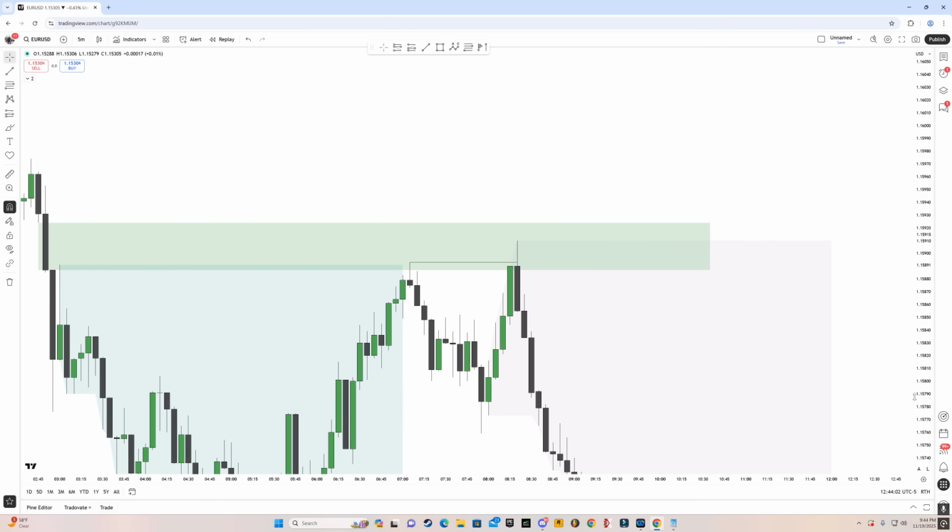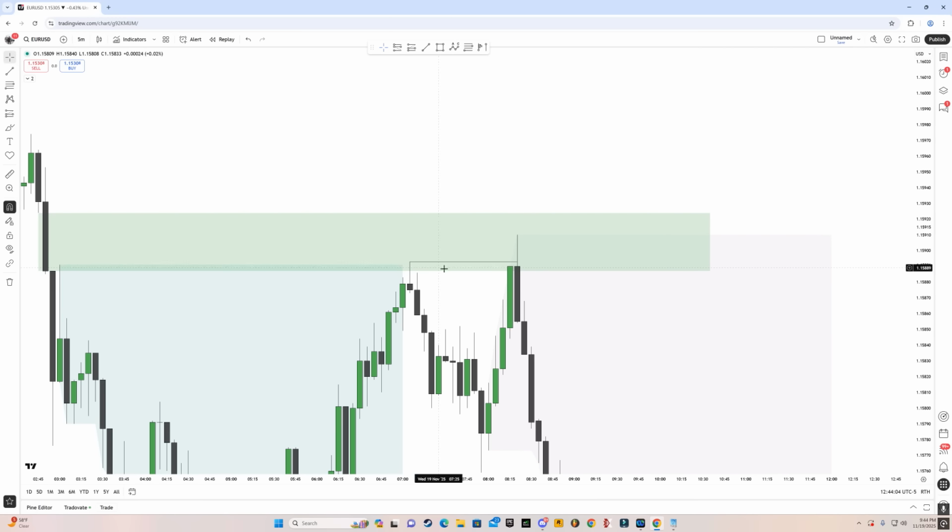So notice what happened here. We swept that high, and the very first candle that swept that high closed as a bearish candle. And on top of that, it also tapped into the fair value gap. So that is your 3 steps.